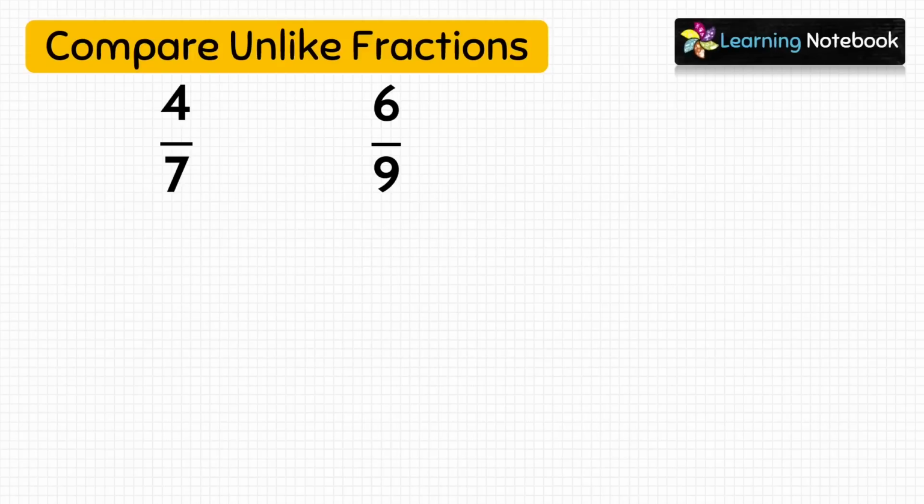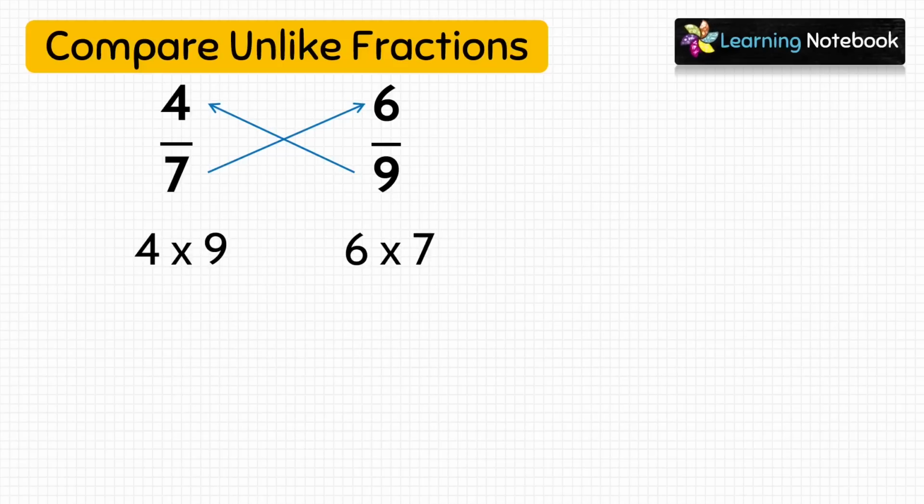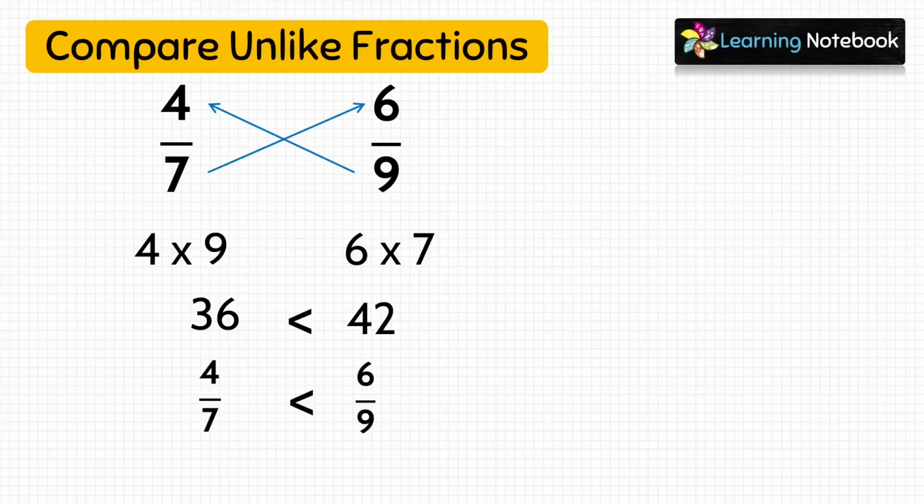Let's see another example. Compare 4 by 7 and 6 by 9. Again, to compare these two unlike fractions, we will use the cross multiplication technique. So first, we will multiply 4 by 9 and then 6 by 7. 4 into 9 equals 36 and 6 into 7 equals 42. Now since 36 is less than 42, it means fraction 4 by 7 is less than fraction 6 by 9.